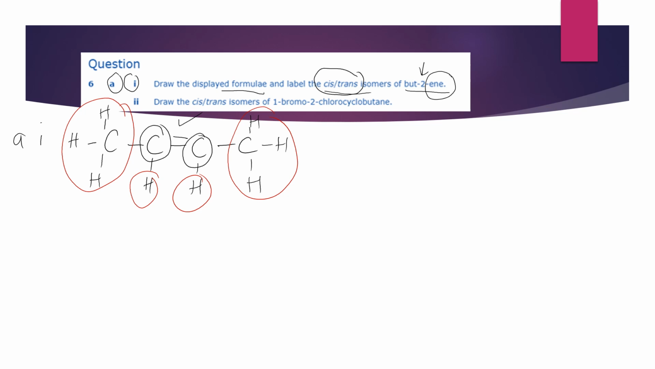How are the cis and trans structures? For cis, then the position of methyl or hydrogen is like this, displayed here.